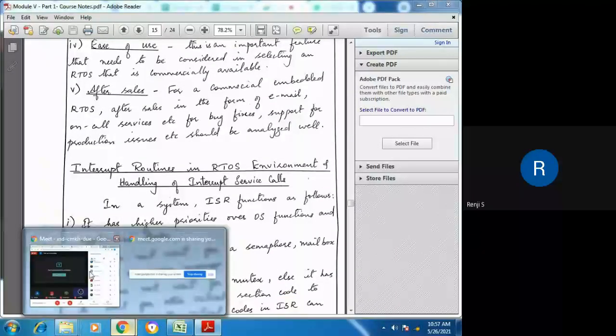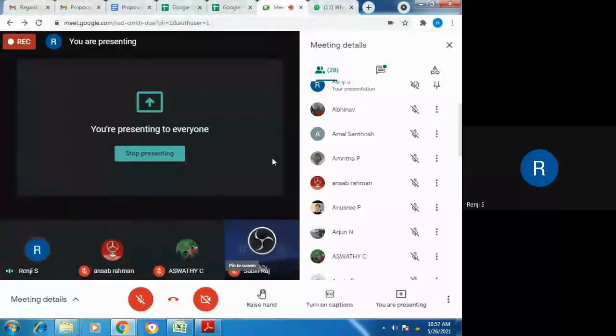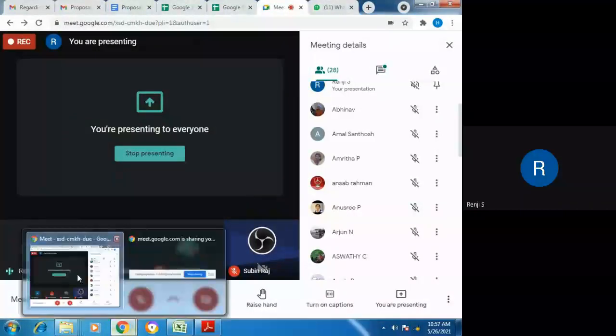So now we are going to the next section. We have covered the introductory section, the introduction of RTOS and how to choose an RTOS. Now we are going to the next section, that is interrupt handling in RTOS.